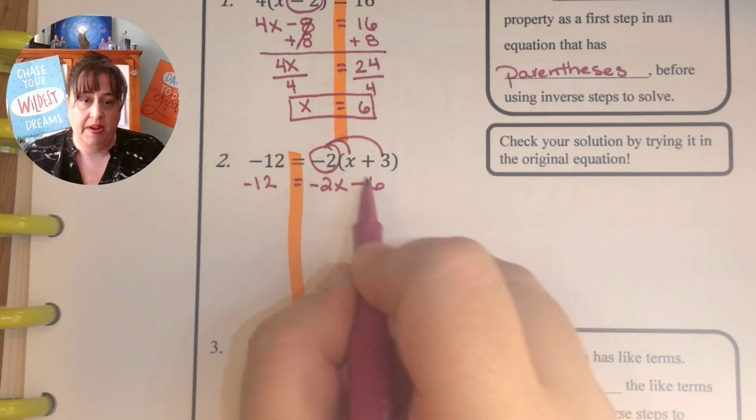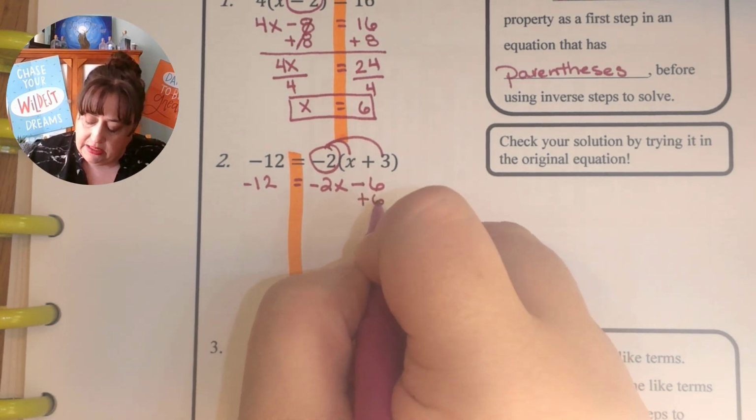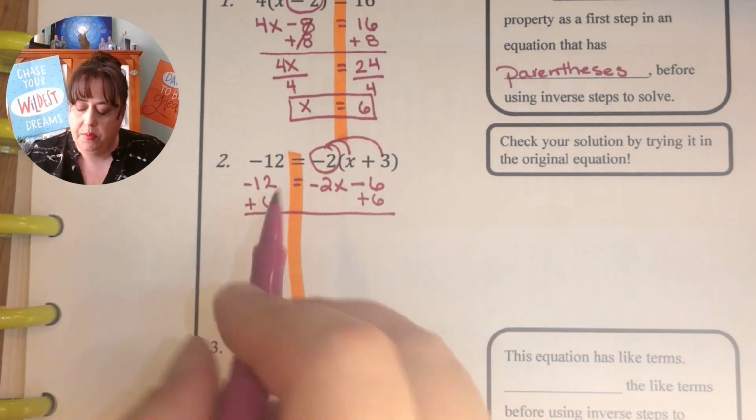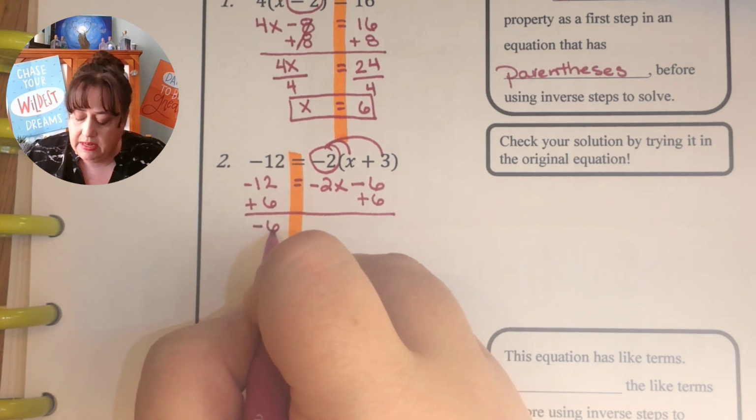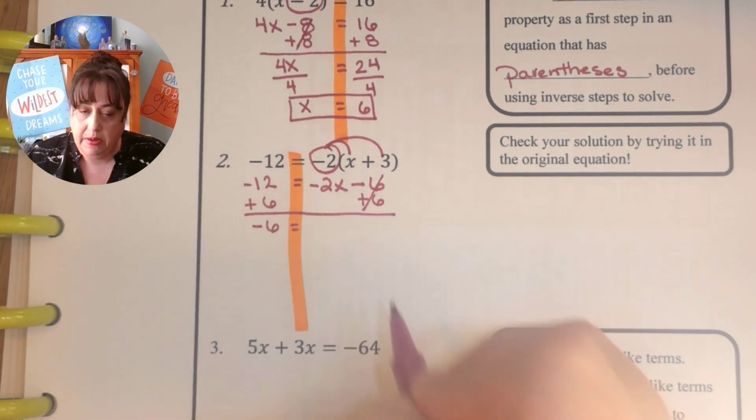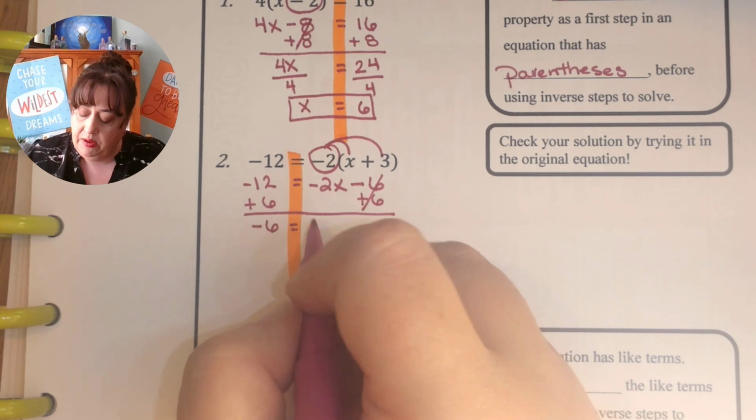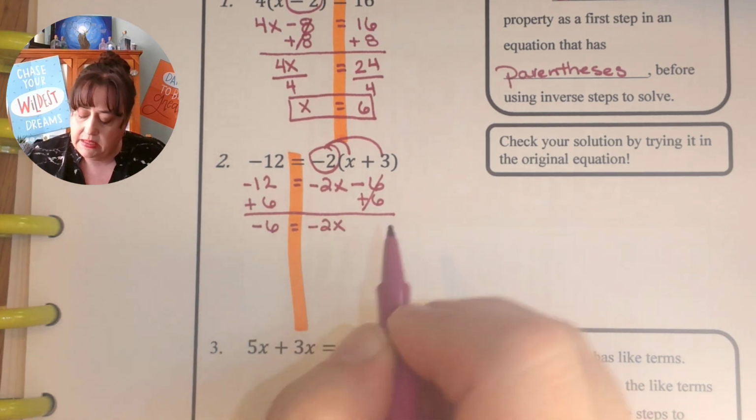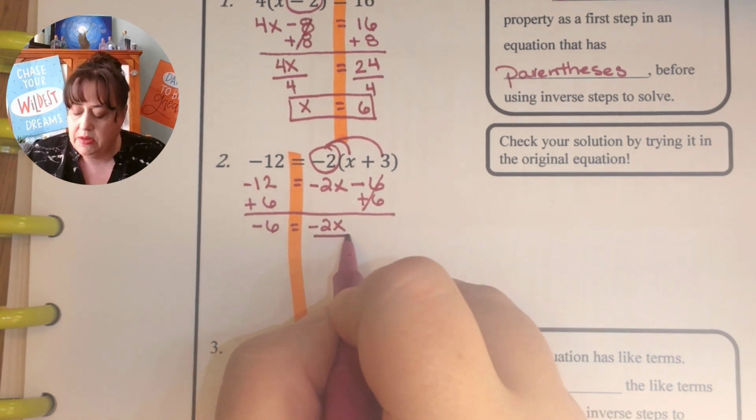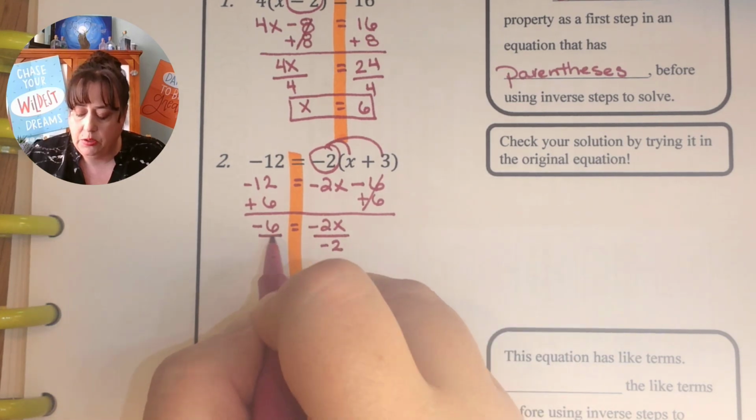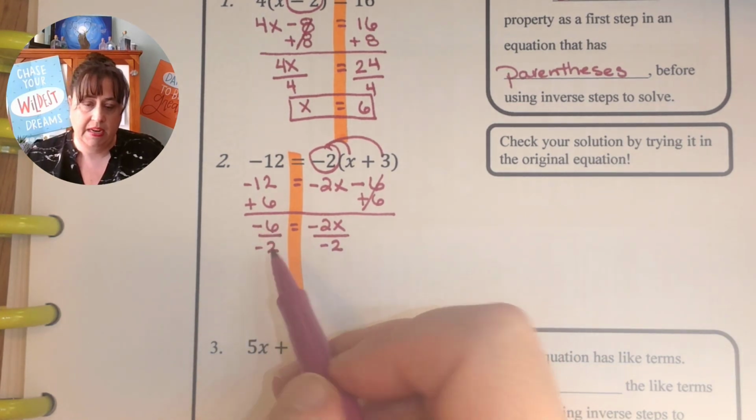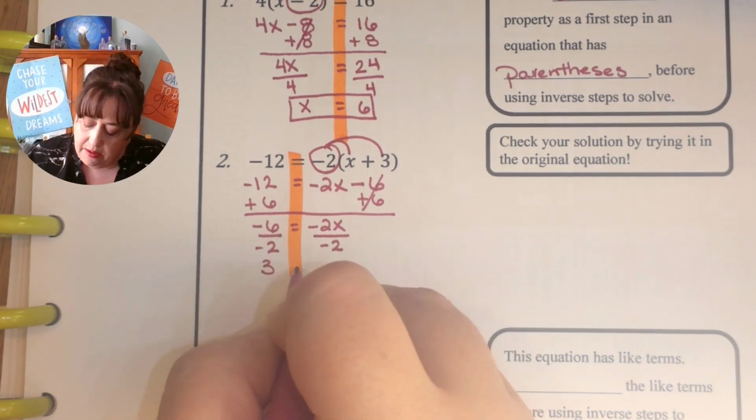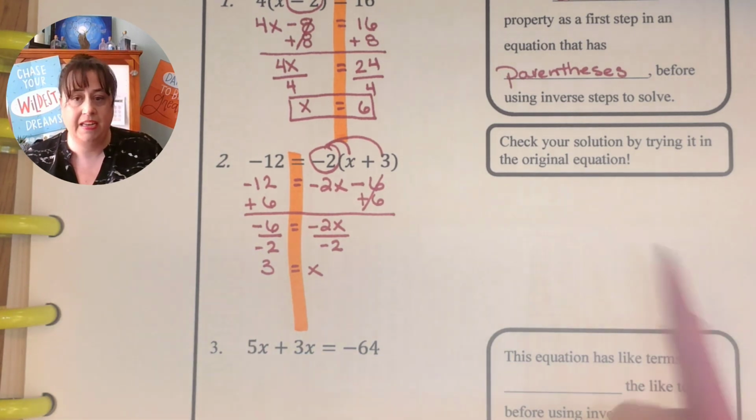I need to move my negative 6 first, so I'm going to add 6 to both sides. Negative 12 plus 6 is a negative 6. Negative 6 plus 6 becomes 0, leaving me just with a negative 2x. Negative 2 times x, so I'm going to divide both sides by negative 2. And negative 6 divided by negative 2 is a positive 3. And I think that is my answer, but I need to check it.